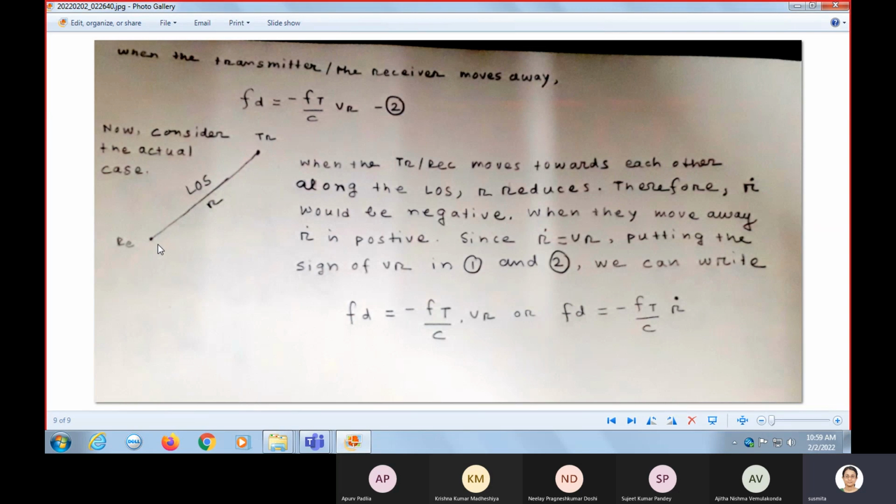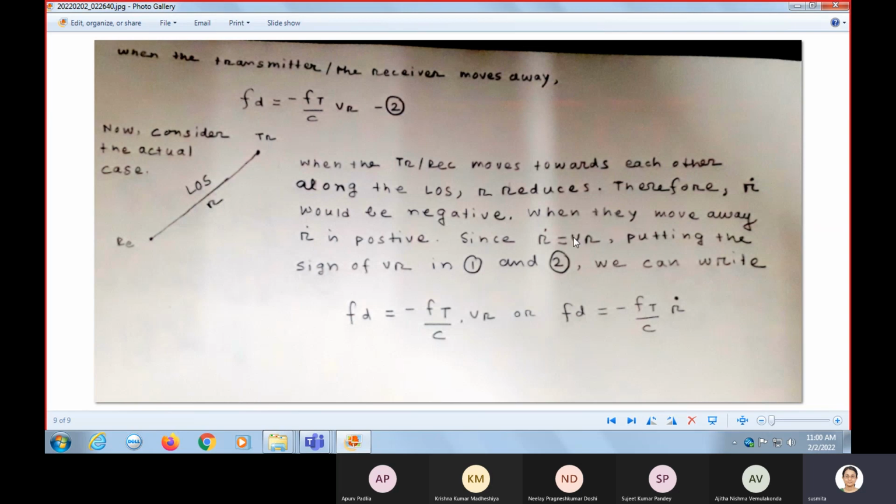Now let's consider the actual case. This is the receiver, this is the transmitter, and this is the line of sight, and R is the instantaneous distance between the receiver and the transmitter. When the transmitter or the receiver move towards each other, then R reduces, right? Because they are moving towards each other, R reduces. That means R dot is negative. When they move away from each other, then R dot is positive, right? So R dot is nothing but VR.